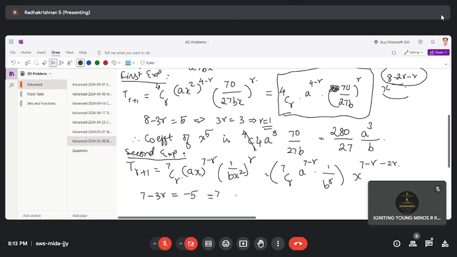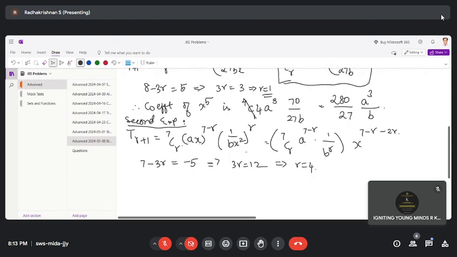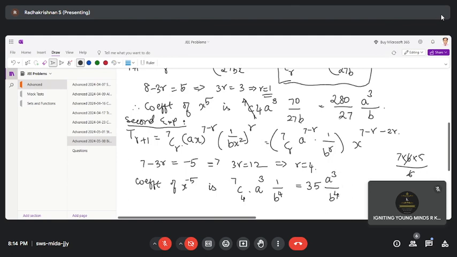It gives us 3r equal to 12, right? I am bringing r to the right side and the number to the left side. 3r equal to 12, so r equal to 4. So you put r equal to 4 in this expression. Coefficient of 7C4 a power 7 minus r into 1 by b power r. What is 7C4? It is the same as 7C3. So 7 into 6 into 5 divided by 3 factorial gives us 35. Okay, so this is one expression and this is the other expression: 35 a cube divided by b power 4.